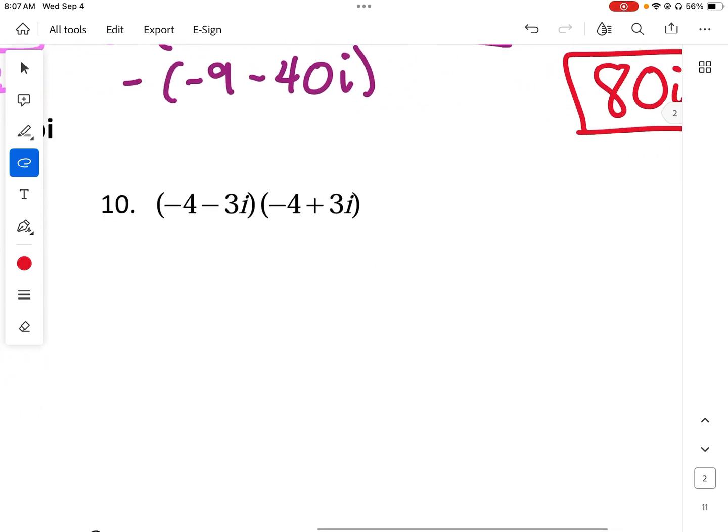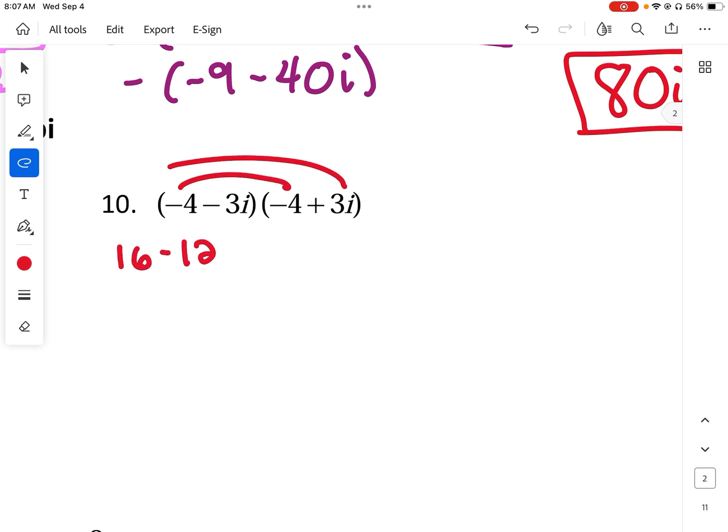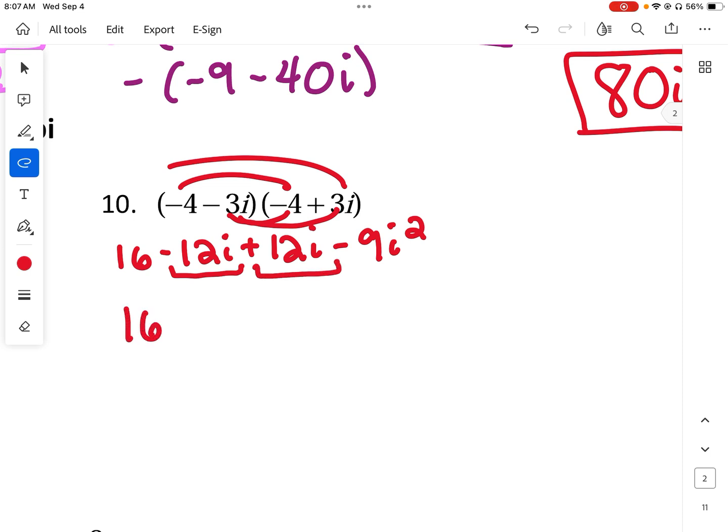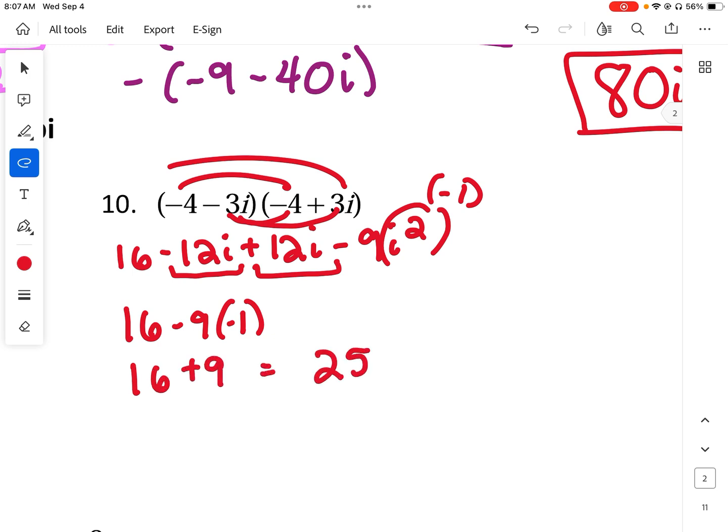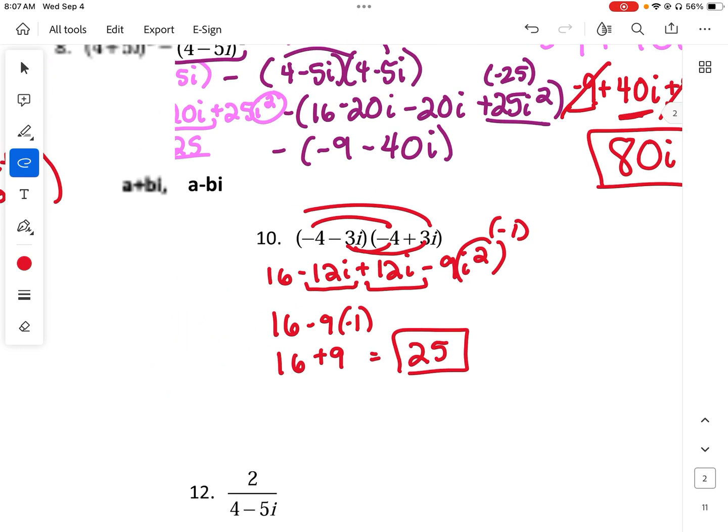Okay, so let's look at this one. That'd be 16 minus 12i, and this plus 12i, and this minus 9i squared. These guys are going to cancel. I get 16, and then this is times negative 1, so it's minus 9 times negative 1. So it's going to be 16 plus 9, which is 25. So whenever you multiply by the conjugate, that gets rid of your imaginary part.